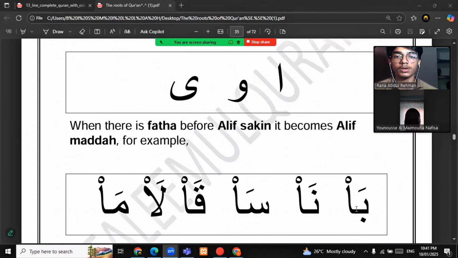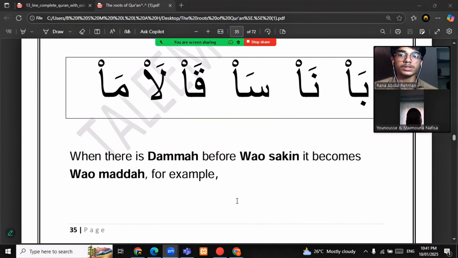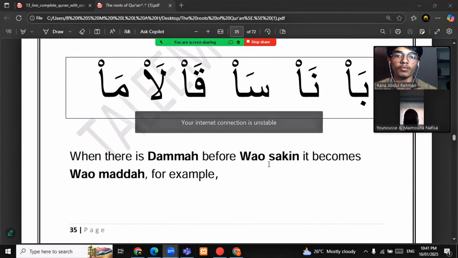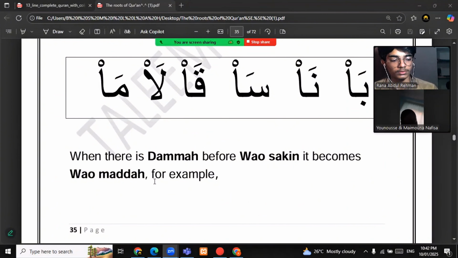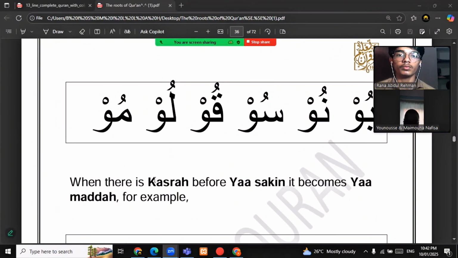For example, ba alif fatha ba, nun alif fatha na, sin alif fatha sa. And then the second Madda letter is Waw Madda. When there is Dhamma before Waw Sakin, it becomes Waw Madda. For example, ba waw dhamma bu, nun waw dhamma nu, sin waw dhamma su, qaf waw dhamma qu.